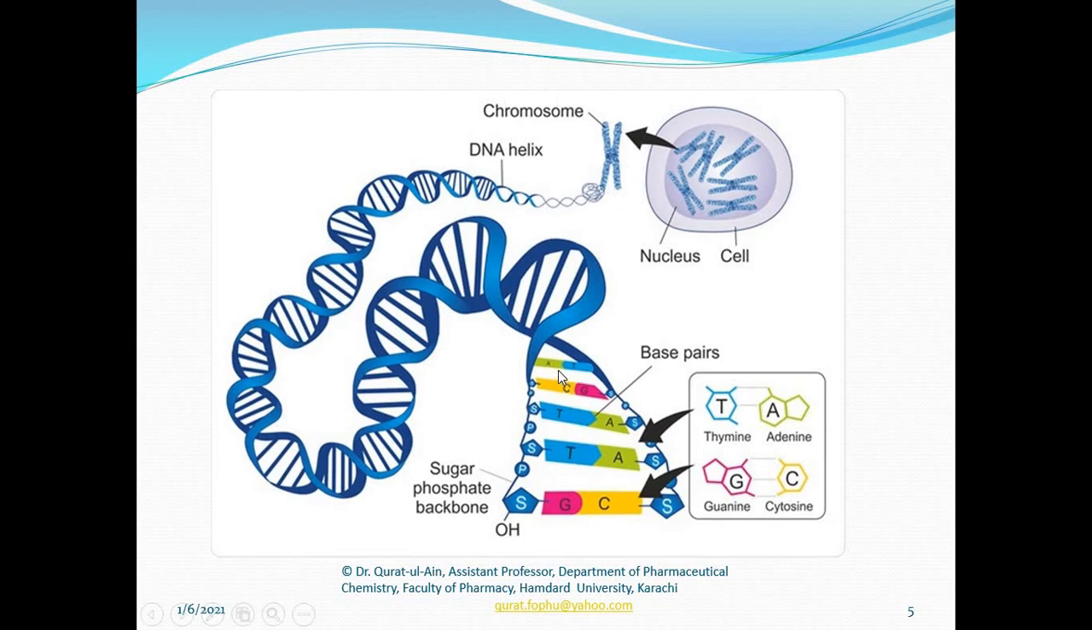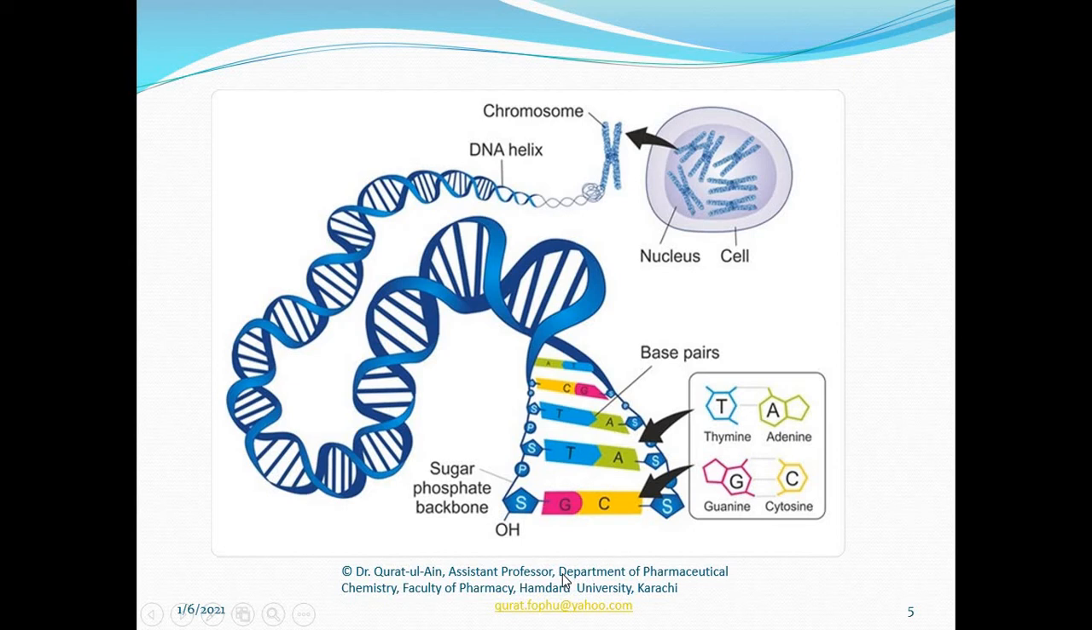For its compaction, protein also helps. This protein compacts the long polynucleotide helical structure, and then it forms chromosomes. So chromosomes are made up of protein plus DNA. A human being has 46 chromosomes, which means 23 pairs of chromosomes.